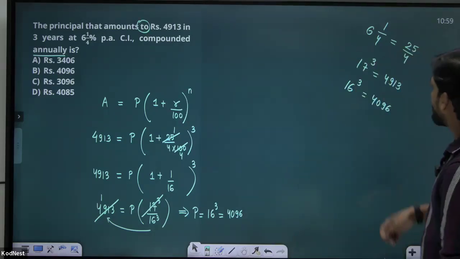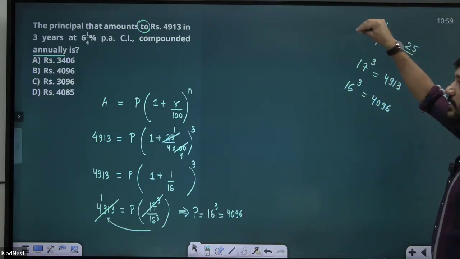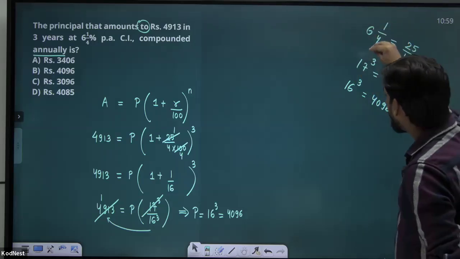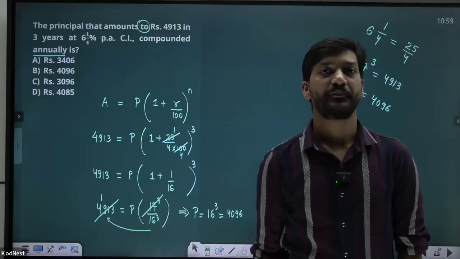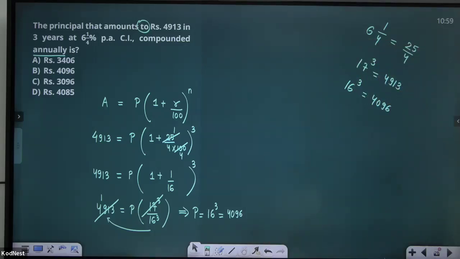So please remember this. Whenever this number comes in the rate of interest, you will definitely get 17 and 16 for sure. Always. Okay, so anything which is doubtful, confirm please.